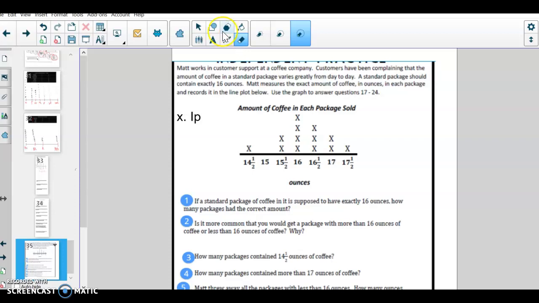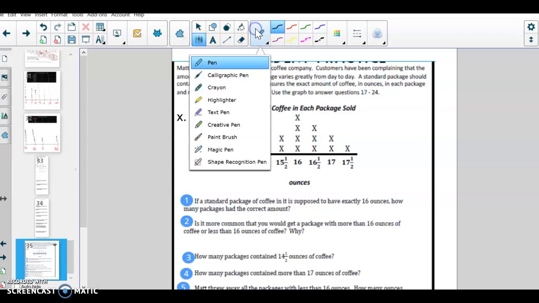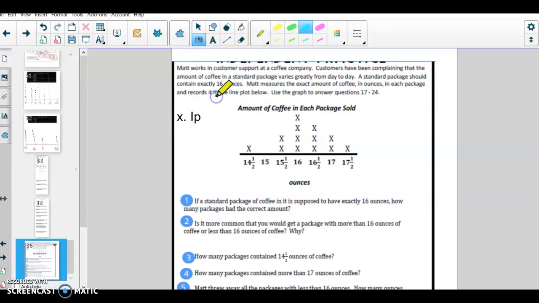A standard package should contain exactly 16 ounces. Matt measures the exact amount of coffee in ounces in each package and records it in the line plot below. Use the graph to answer questions 17 through 24, or 1 through 8 in our case.